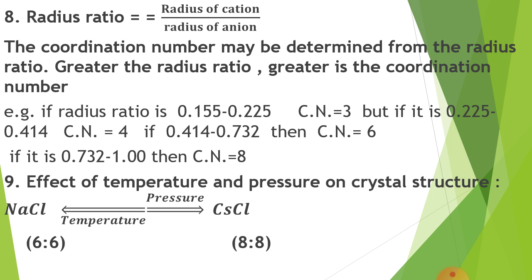Now last, point number 9, effect of temperature and pressure on the crystal structure. If NaCl is given and you apply pressure, NaCl behaves as CsCl and changes the coordination number. That is, the more the pressure, the more the coordination number. This can be reversed by increasing the temperature. That is, the more the temperature, the less the coordination number. That's why a CsCl crystal behaves as NaCl on increasing the temperature.